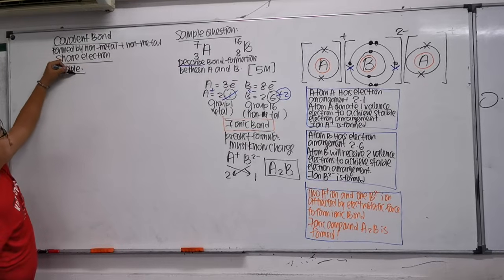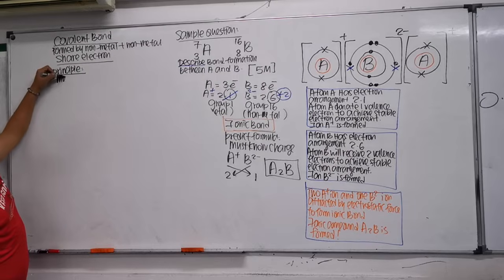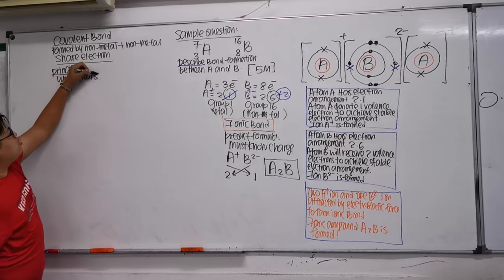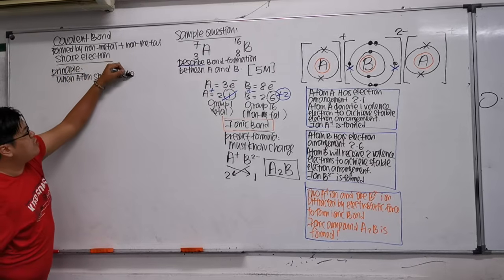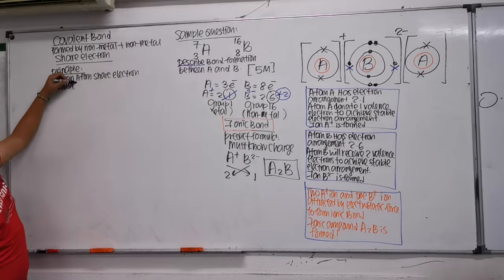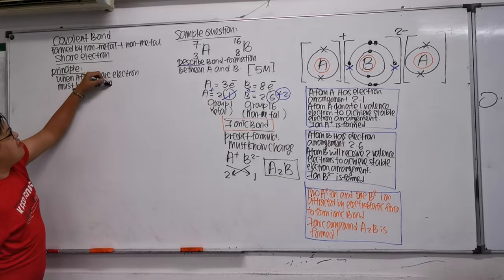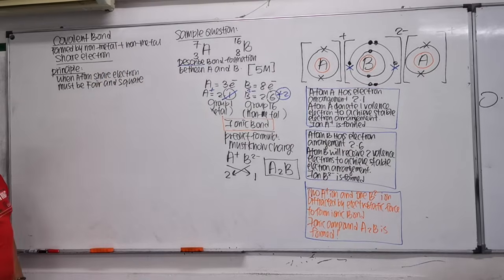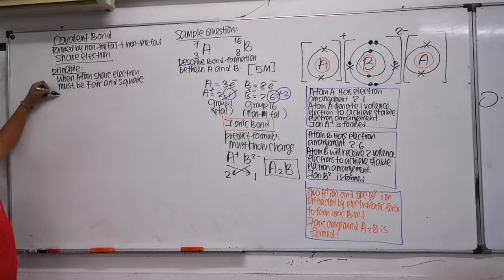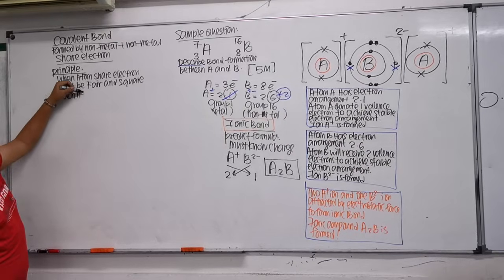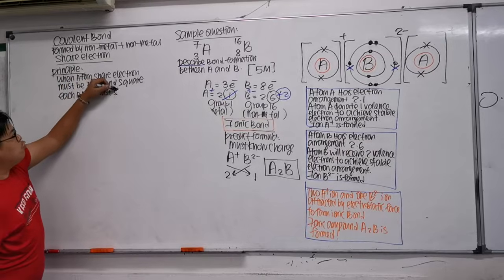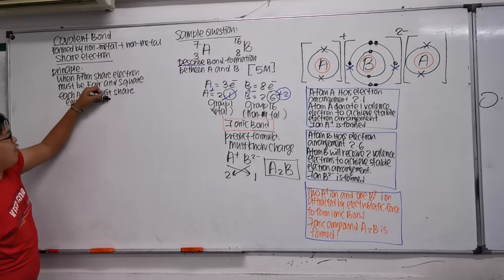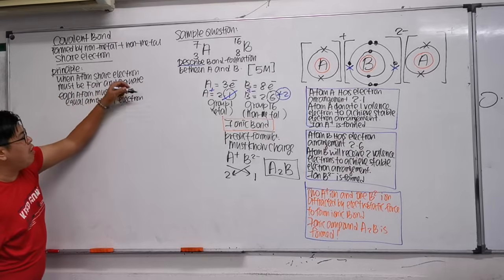Everyone put your eyes on here first. When atoms share the electron, it must be fair and square. It must be fair and square. Guys, what is meant by fair and square? Fair and square means this: each atom must share an equal amount of electron.